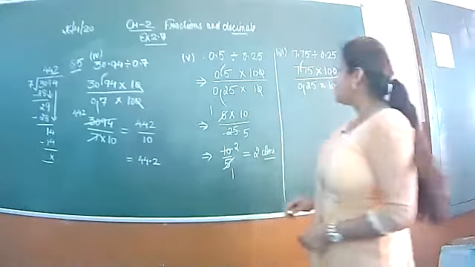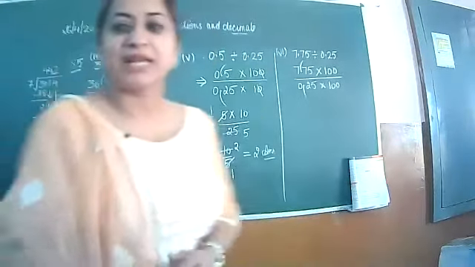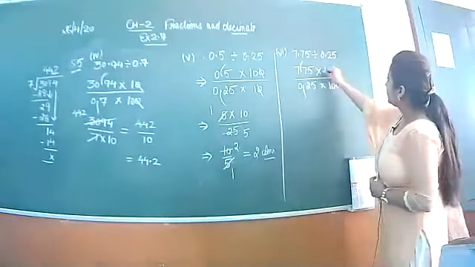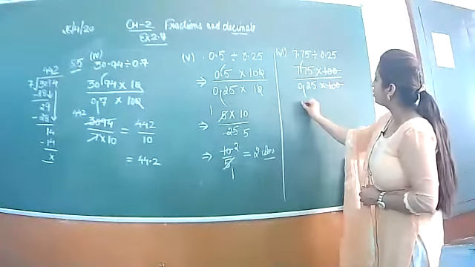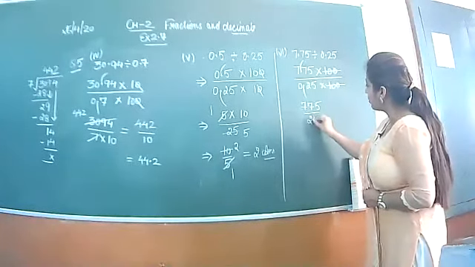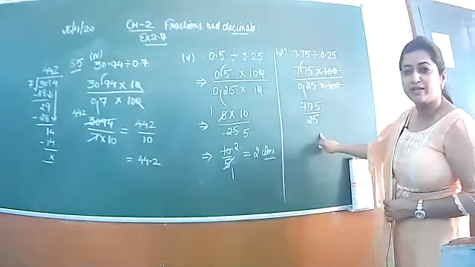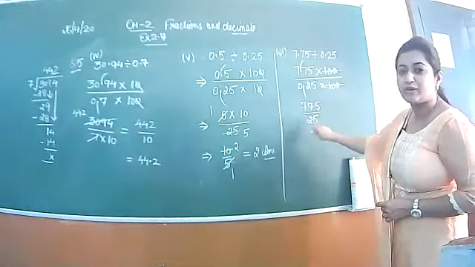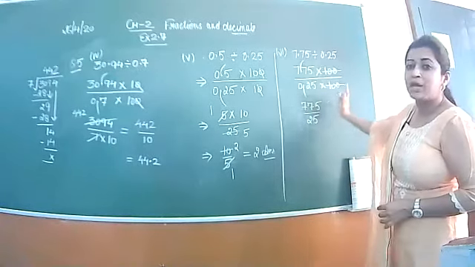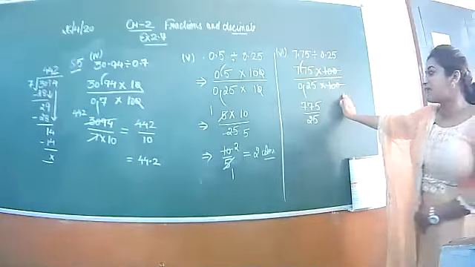Now, what you will do, beta? What will be the next step? In this, 100 and 100 will cancel out. We are left with 775 upon 25. Now, here you can divide it directly. 775 will be divisible by 25. You can divide it directly, or you can cancel it out with 5 as well.